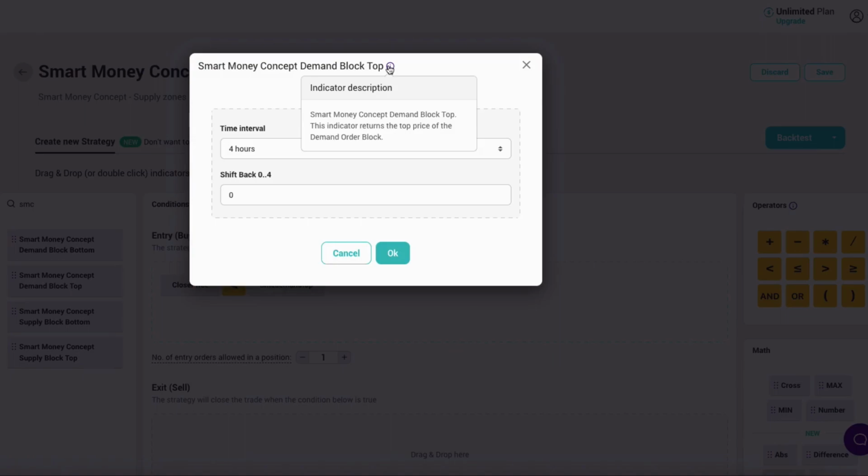As seen on the chart, a demand zone is like a rectangle, and we can use in our strategy rules both the bottom price and the top price of this rectangle. For the entry rule, we are using only the top price of the demand zone. The shift back parameter tells us which of the demand zones to use. There are up to 5 demand zones that the implementation returns. We can work with any of the 5 previous demand zones, but for today we are keeping the parameter to 0 as we only care about the last zone.